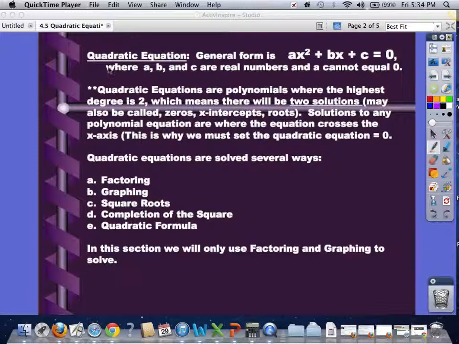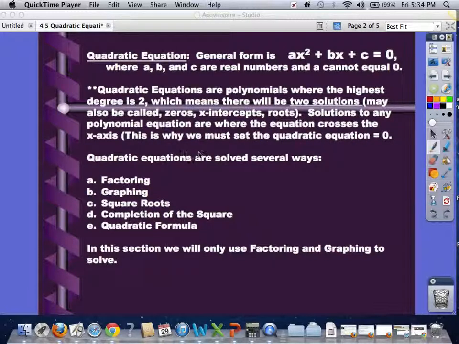0. Quadratic equations are polynomials where the highest degree is 2, which means there will be two solutions, which may also be called zeros, x-intercepts, roots. These are all different things that you may be asked. So you need to be real familiar with all of those terms. Solutions to any polynomial equation are where the equation crosses the x-axis. And this is why we must set the quadratic equation equal to 0.